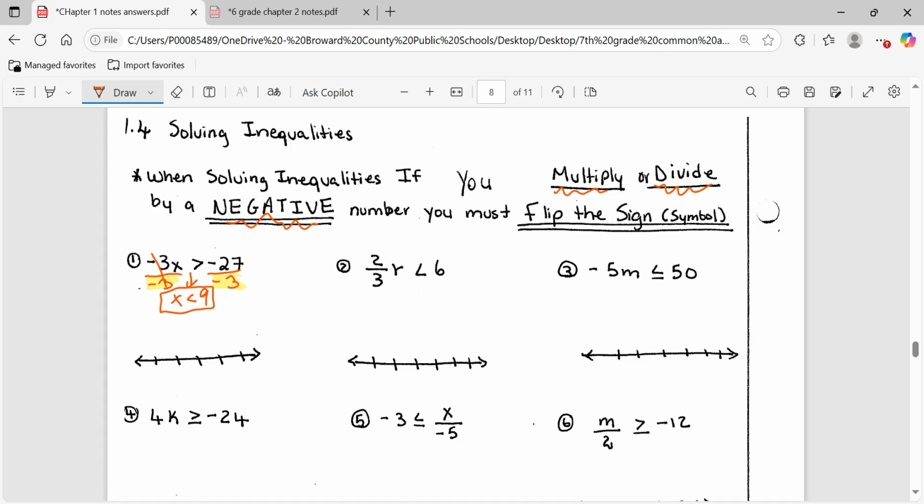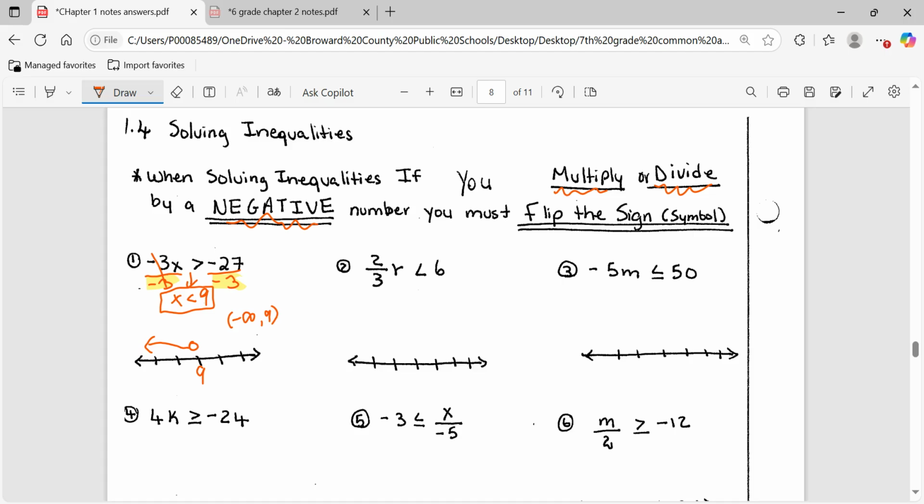If x is less than 9, what number must be on the number line? Talk back with me. Yep, a 9 must be on the number line. Open circle or close circle? Open circle because it's just less than. And then arrow to the left or to the right? Arrow to the left because the x is less than 9. In a notation, what does it look like? Coming from the left, negative infinity. And you're stopping at the 9, open parentheses.